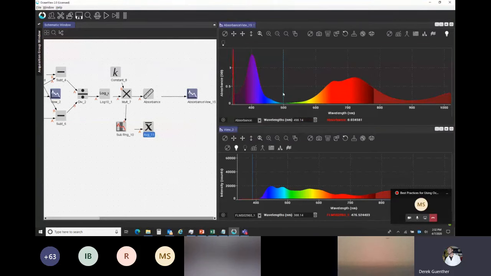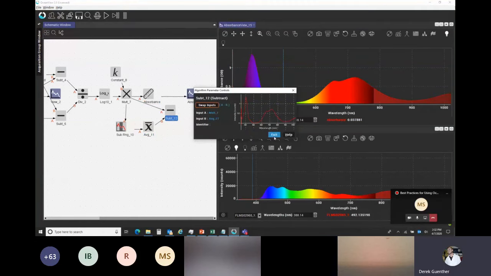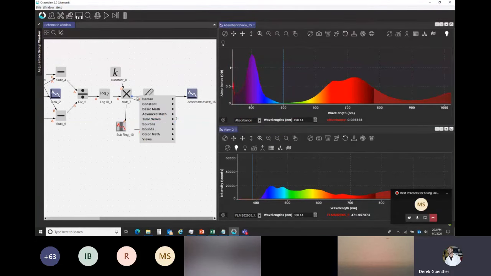And this is what we want to subtract out from everything else, right? So let's go ahead and do basic math and subtract. And we're going to do our main feed minus that. And that's our new baseline corrected view. So let's get rid of this. If I can do that. And let's connect it to here. Bam. And notice that now this is pegged to 500 nanometers. And it'll always stay there. So we can kind of clean up our view a little bit.